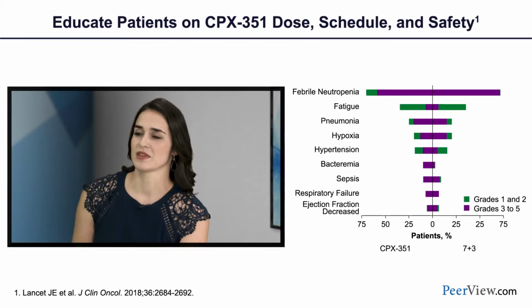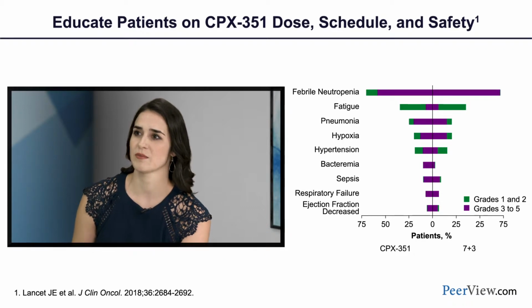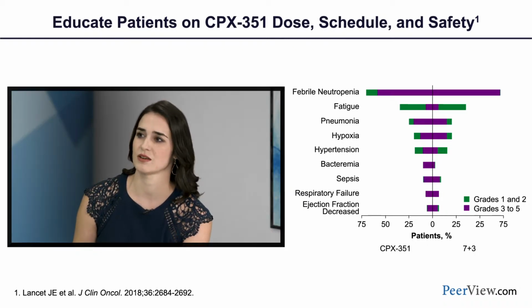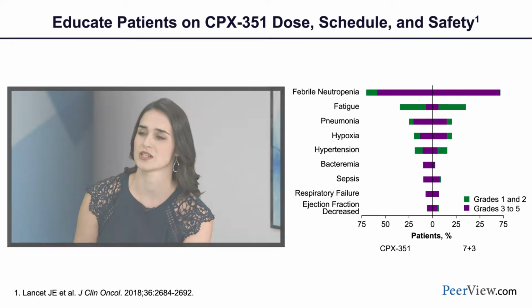I'll also discuss some of the safety considerations, including some of the events seen in phase 3, which were febrile neutropenia, fatigue, pneumonia, hypoxia, hypertension, bacteremia and sepsis, respiratory failure, and then a decreased ejection fraction. One of the differences that we see with CPX 351 is that it can induce delays in count recovery, but we also have experience in addressing this complication.